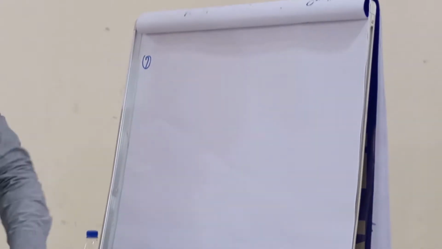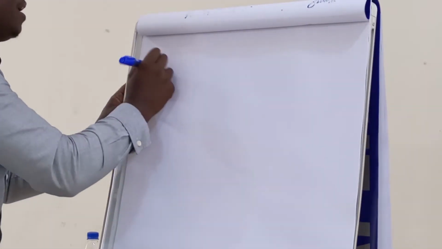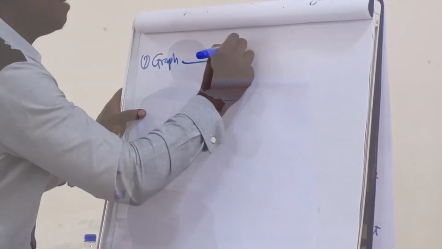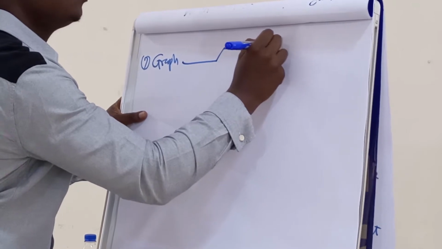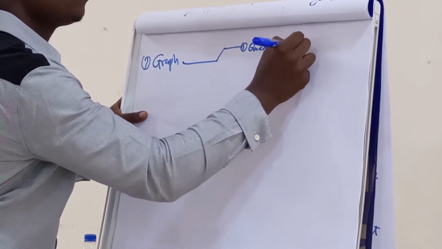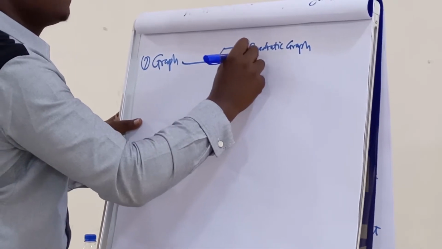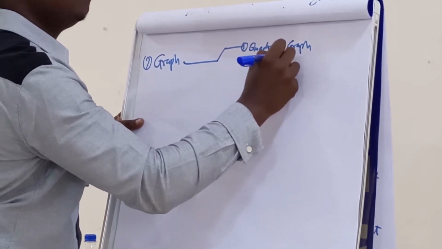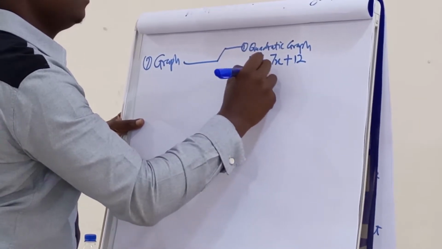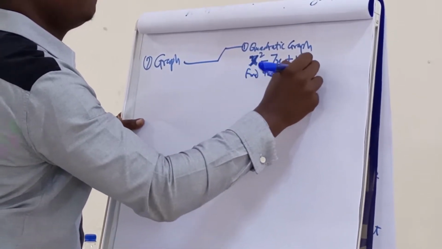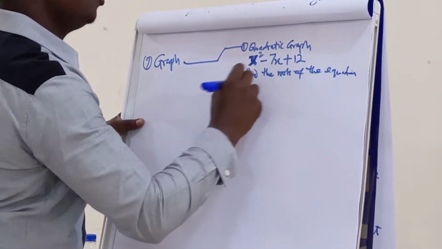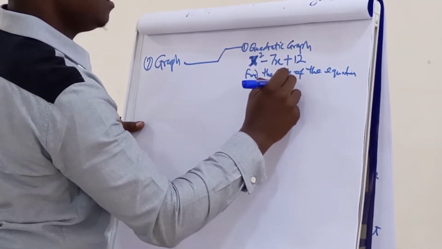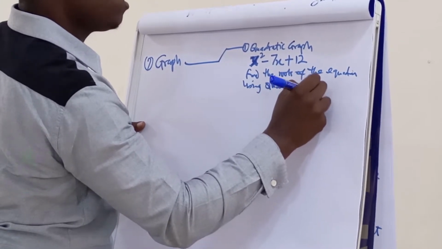Number 7 topic you must know is graph. Now, graph comes in 3 forms. Number 1 graph you have is the quadratic graph. When they give something like this: x squared minus 7x plus 12. Find the roots of the equation using the quadratic graph method.